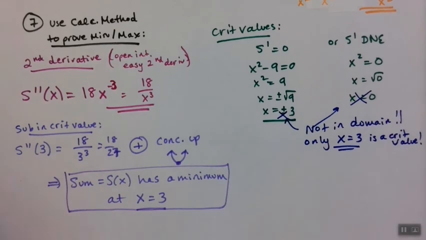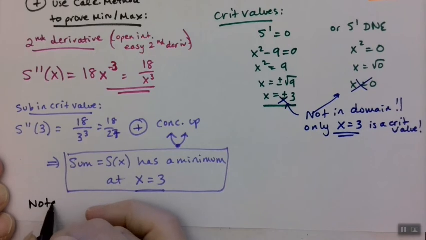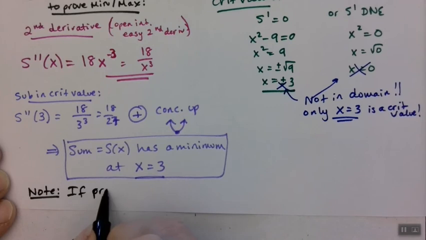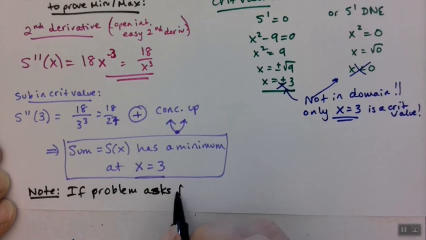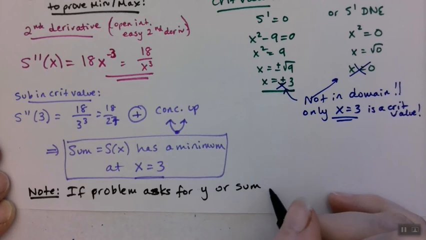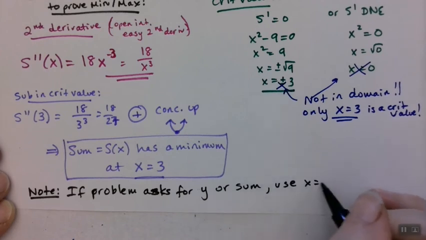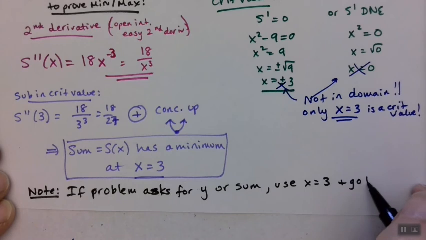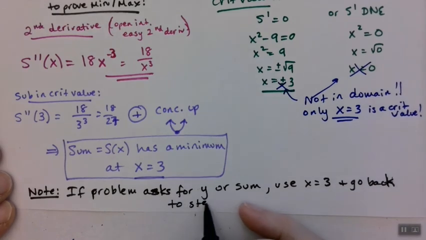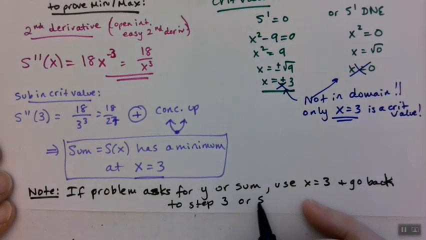We just proved it. Now, let's make a little note: if the problem asks for the y or the sum, you can find it. You use the x equals 3 and go back either to step 3 or step 4.